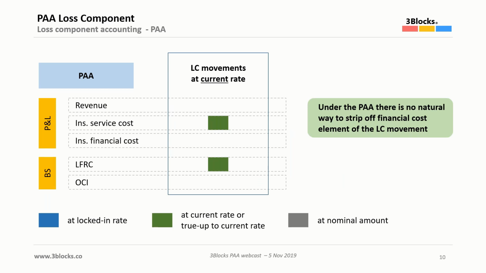Now we turn to how to account for the loss component under the PAA. Under the PAA, the situation is much simpler. Because the PAA liability for remaining coverage is not based on cash flows, there is no natural way to strip out the financial cost element of the loss component movement. Consequently, all PAA loss component movements are measured at the current rate.